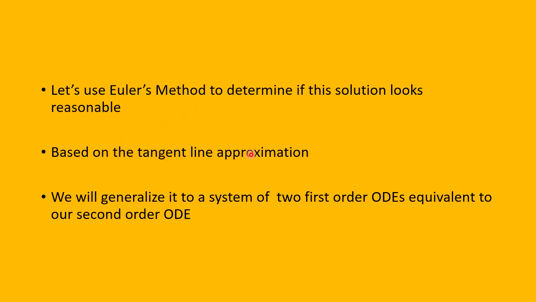Euler's method is based on a tangent line approximation, and we'll use that to generalize it to a system of two first-order ordinary differential equations equivalent to our second-order ordinary differential equation. So we're going to be looking at a system of two equations in two unknown functions.